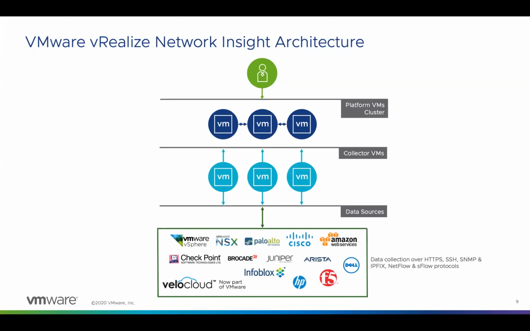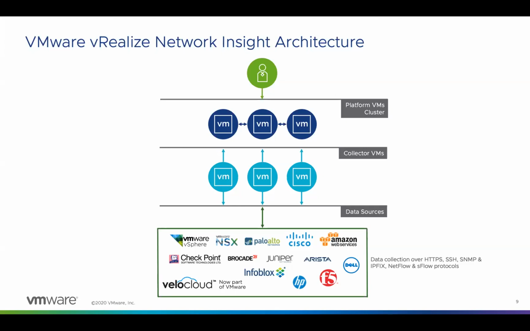So every single data source that you enter into vRNI, you select a collector in order to assign that collector to collect that data from that data source. So if you add a vCenter or an NSX manager or a physical switch, you just select one of these collector VMs, and then it'll start collecting from there.